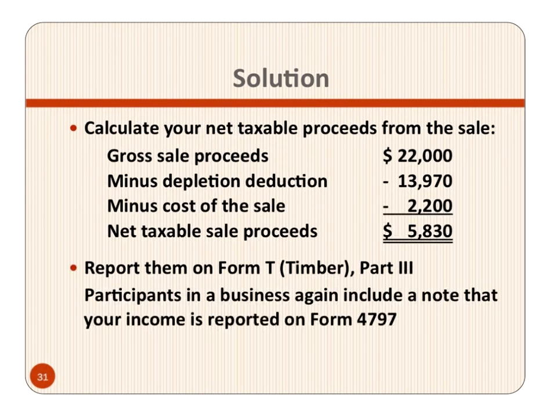Your proceeds from the sale, though, start off with a higher gross sale proceeds than in the last example, minus your depletion deduction, and also minus the consultant's fee. So you have net taxable proceeds of $5,380. You have more taxable income, but that's because you have more income. You report this on Form T, Part 3. Participants in a business, again, want to include a note that their income is reported on Form 4797, so an examiner knows where to look for it.